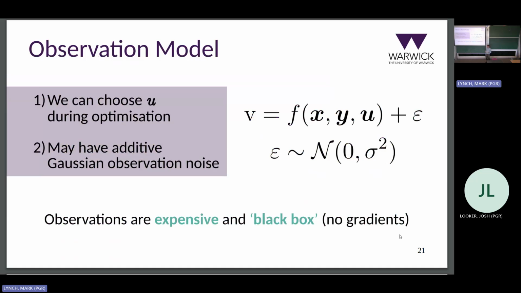Maybe we get a noisy observation if it's a stochastic simulation. If it's not, then forget the noise. But the point is these simulations are expensive, and it's this sort of partial observation thing. You don't get to observe all the u's at once.